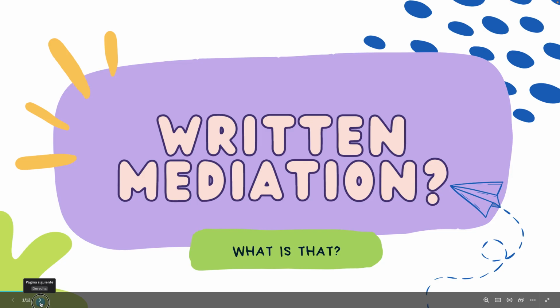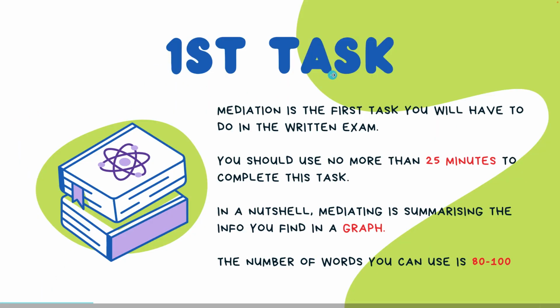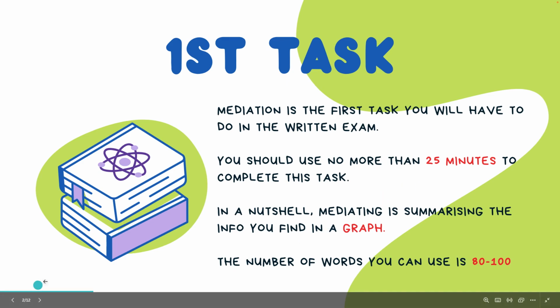Okay? So this written mediation task is the first task that you will have to do in the written exam. Remember that since you have 3 tasks to do in that exam, you should use no more than 25 minutes to complete this task. In a nutshell, mediating is summarizing the info you find in a graph. The number of words you can use is from 80 till 100.